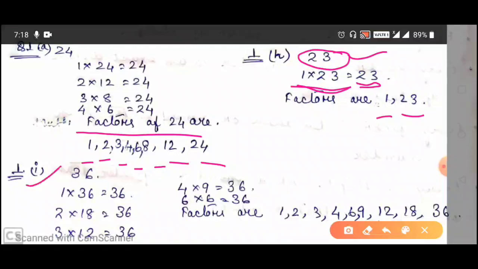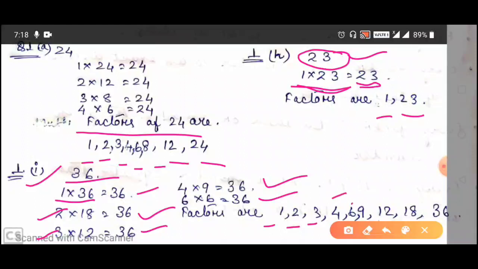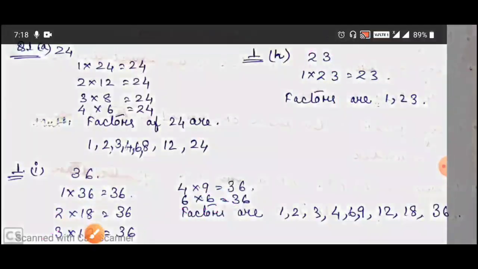Next question, the number given is 36. So 1 into 36, 36, 2 into 18, 36, 3 into 12, 36, 4 into 9, 36, 6 into 6, 36. After that, we have to write the factors of 36. So 1, 2, 3, 4, 6, 9, 12, 18, 36. Now we have to write 6 only once. Since here we have written 6 into 6 is equal to 36, we need not write 6 twice. So these are the factors of 36.